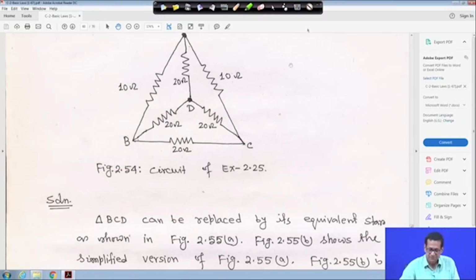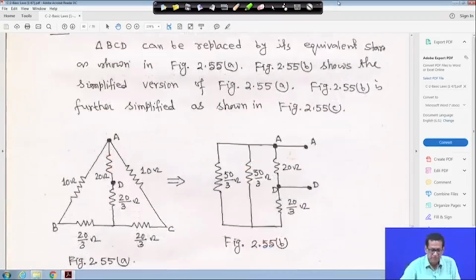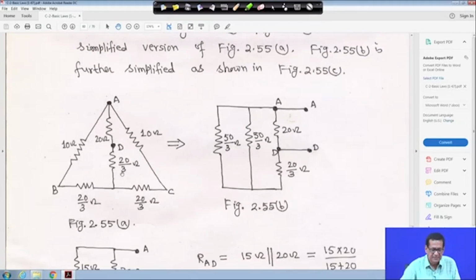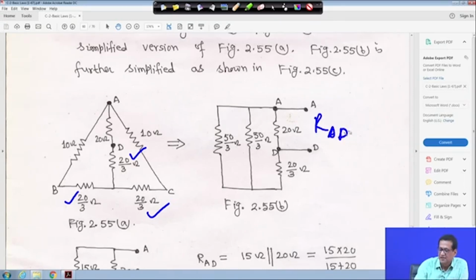So, if we do so, this is that delta star transformation. Actually every branch is coming 20 by 3, 20 by 3, 20 by 3. This is also 20 by 3, this is also 20 by 3, this is also 20 by 3. You have to find out the equivalent resistance across here, RAD is equal to how much. If you look into that, this 10 and 20 by 3 are actually in series.